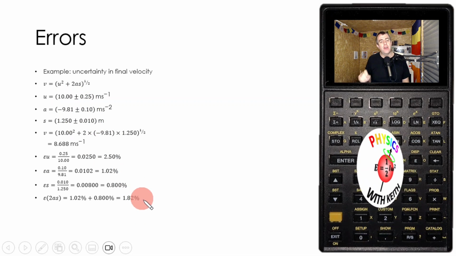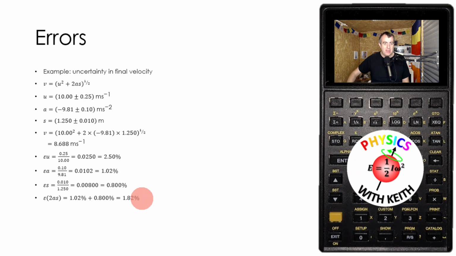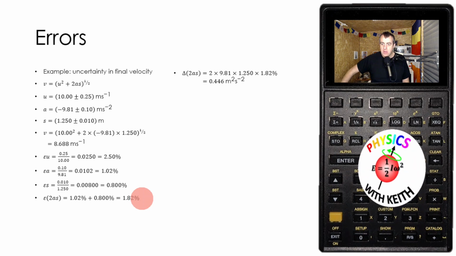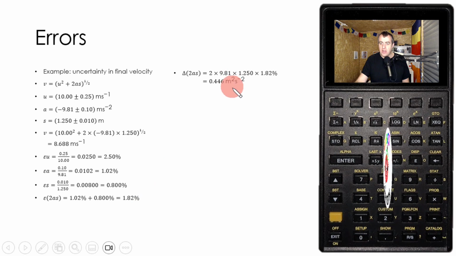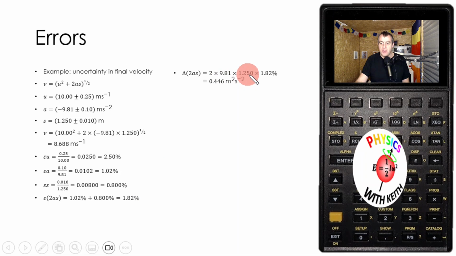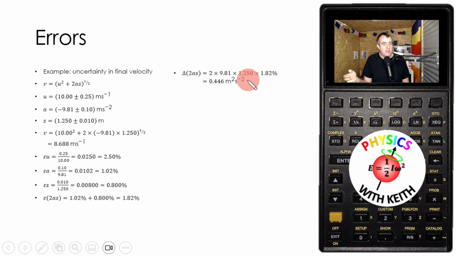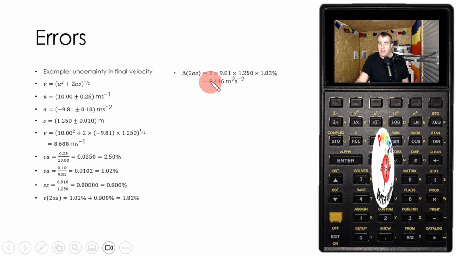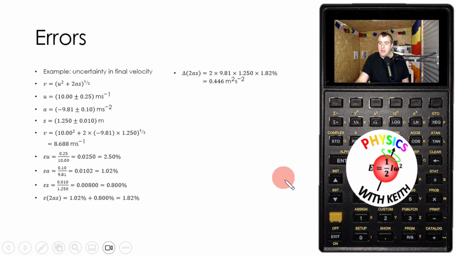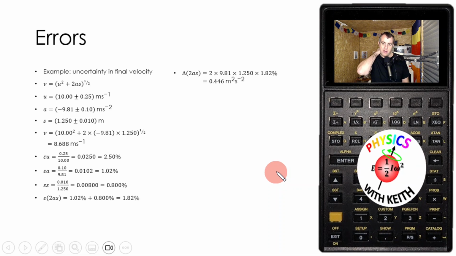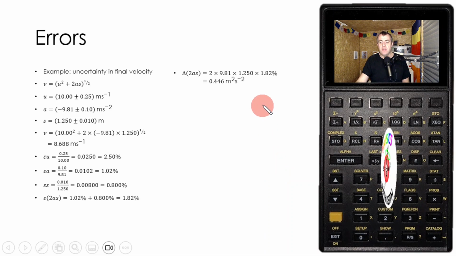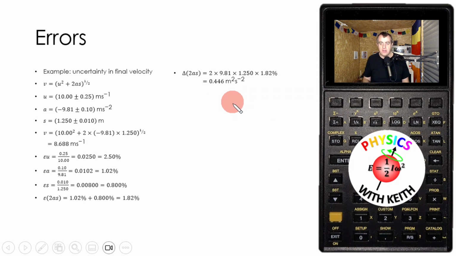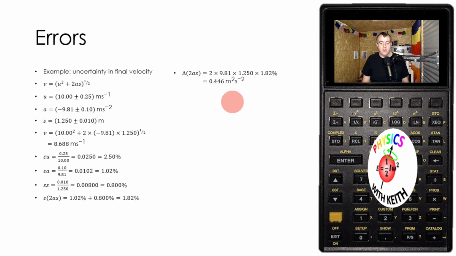So I'm going to have to know what the absolute uncertainty in 2as is. So we do the conversion. There's 2as, that's 2 times a times s. I haven't bothered with the negative sign because it's an uncertainty and they're always going to be plus or minus anyway. So I've just done 2 times 9.81 times 1.250 and then multiplied it by the percentage uncertainty in 2as, and there's the answer. Notice it has a unit. That is the unit of 2as.